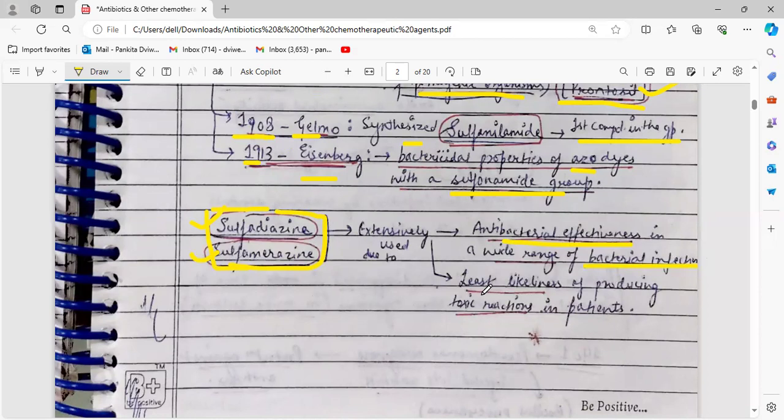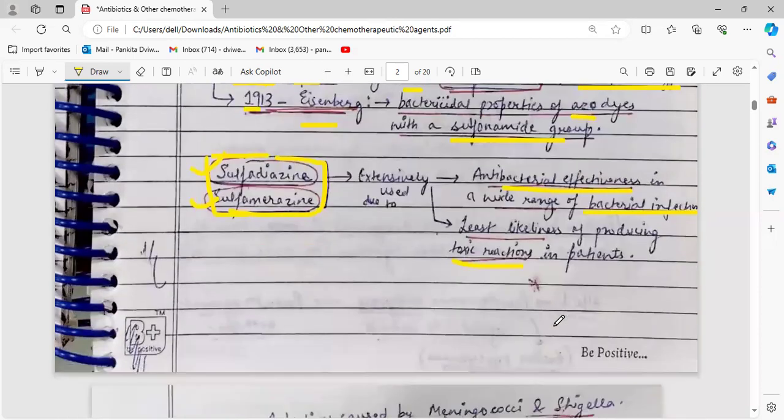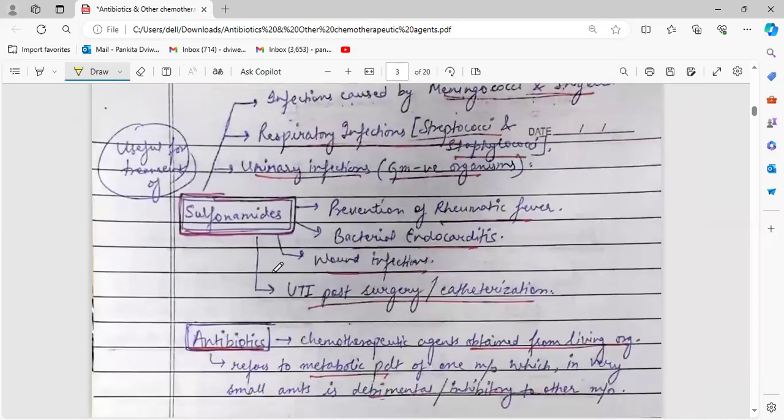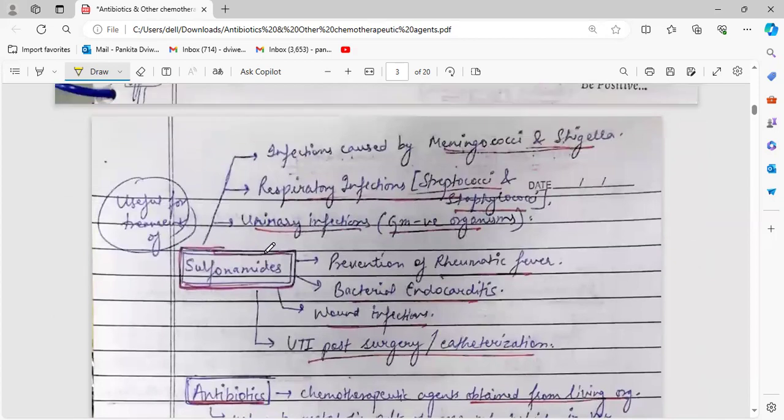And they have very less toxic reaction in patients. So they are hypoallergenic. So sulfonamides are used for treatment of many things.